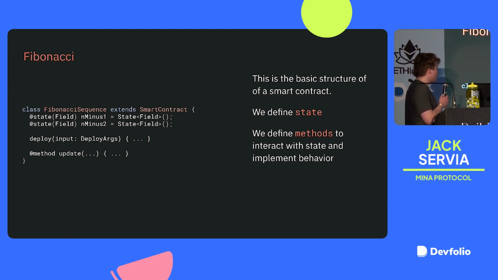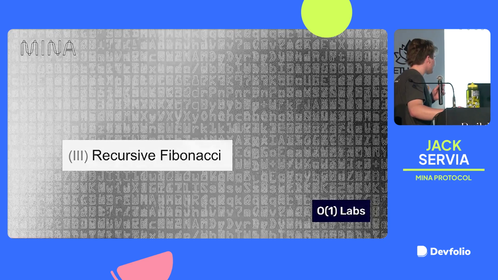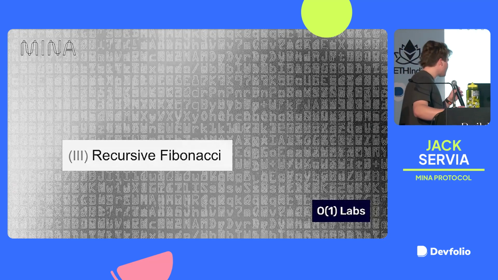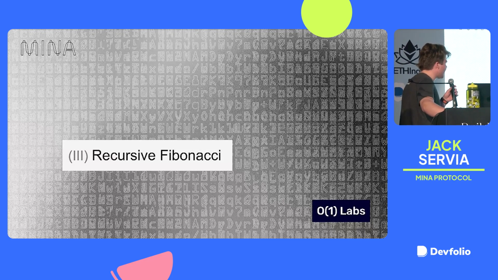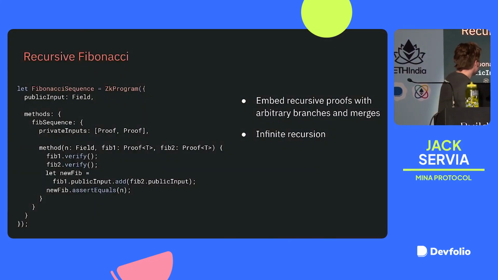We define state, set up our deployment, and then define the methods that users will be able to call once the smart contract is deployed. Now we're going to do something extra cool, and I'll just blow through this really quickly. The point is to understand what's possible, just because we have limited time.